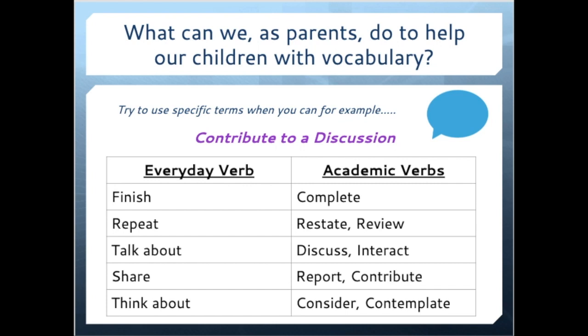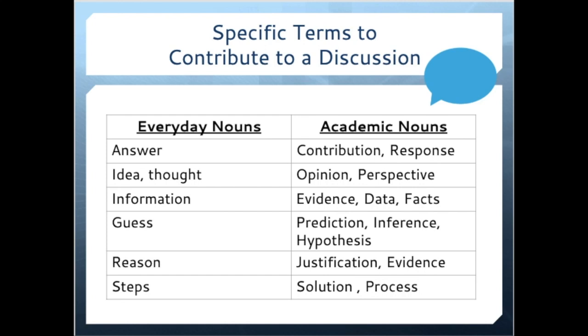As a parent, you can help your child to learn academic vocabulary. So when you are having discussions with your child, rather than using everyday words, try to use academic words. Here are some examples. An everyday verb might be finish, an academic verb complete. Repeat versus restate and review. Talk about, discuss, interact.